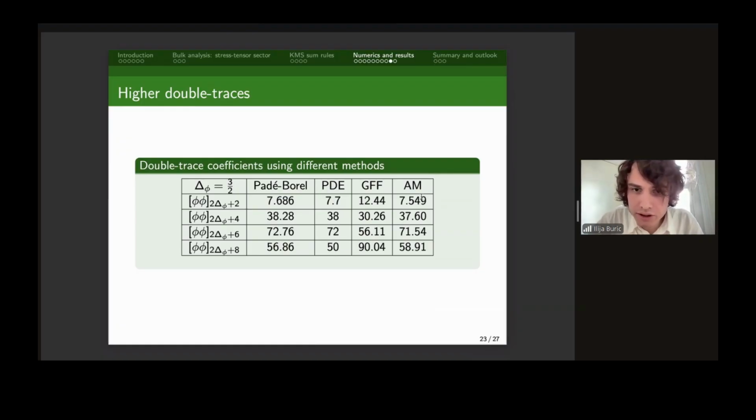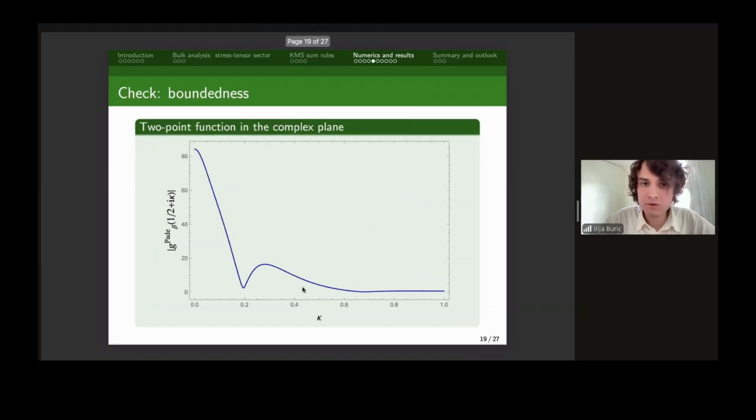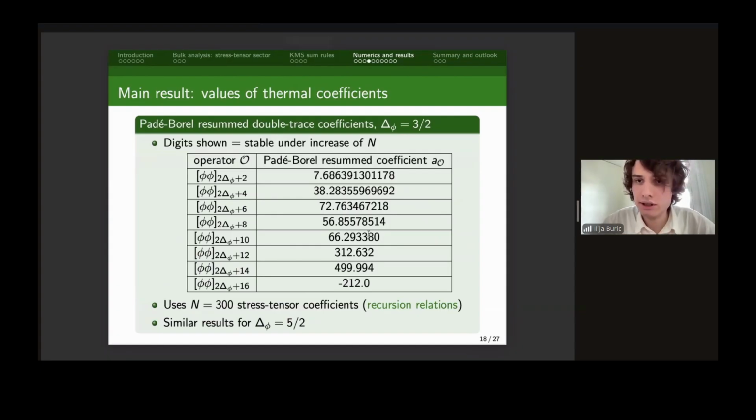Here I also include the asymptotic model value, which does quite well for this particular example, but this depends on the value of delta phi. It doesn't have to be so good. And also GFF. GFF is just to show that the result is actually quite different for holographic coefficients compared to GFF coefficients. And I should emphasize that our view of these things is that the numbers that we obtain come with many digits, which are in this table.